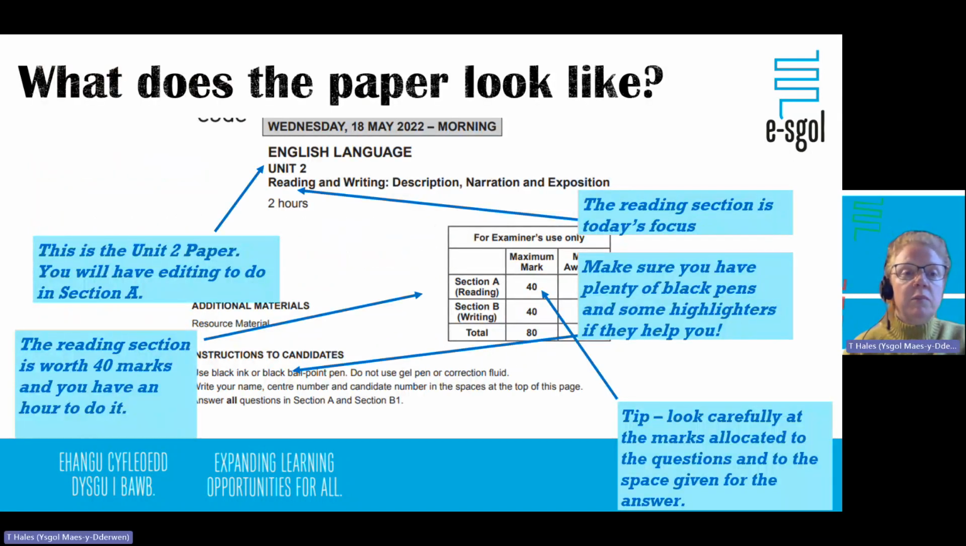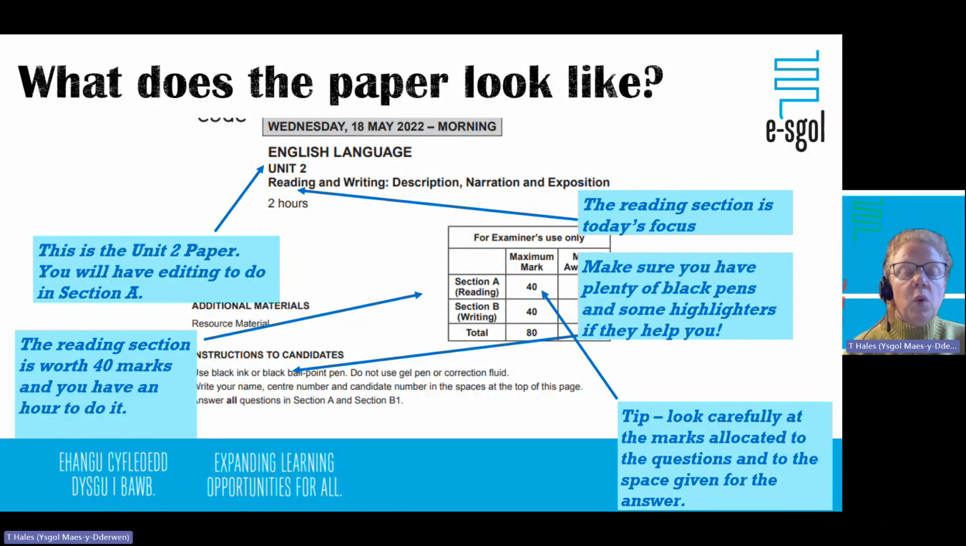This is the front of the paper that we're looking at today. You'll notice it says that it's a Unit 2 paper and that you'll have editing and proofreading to do. So this is the paper where you've got the editing and proofreading section after the reading. What you'll find is that the focus for today is just on the reading. Next week we'll do the writing.